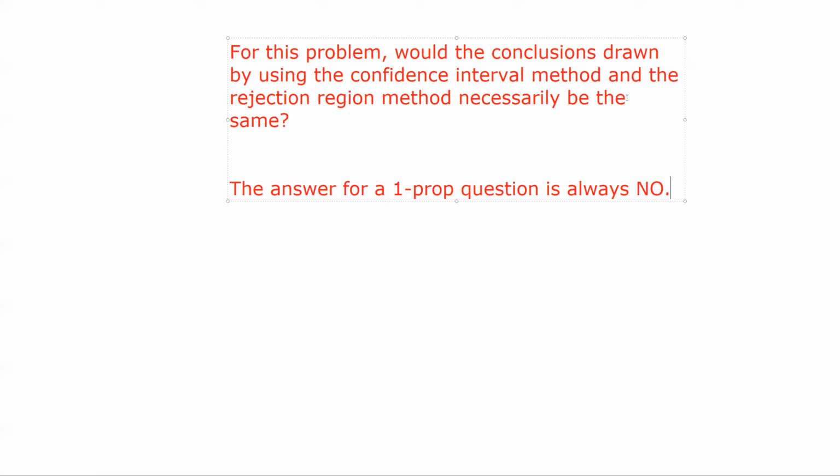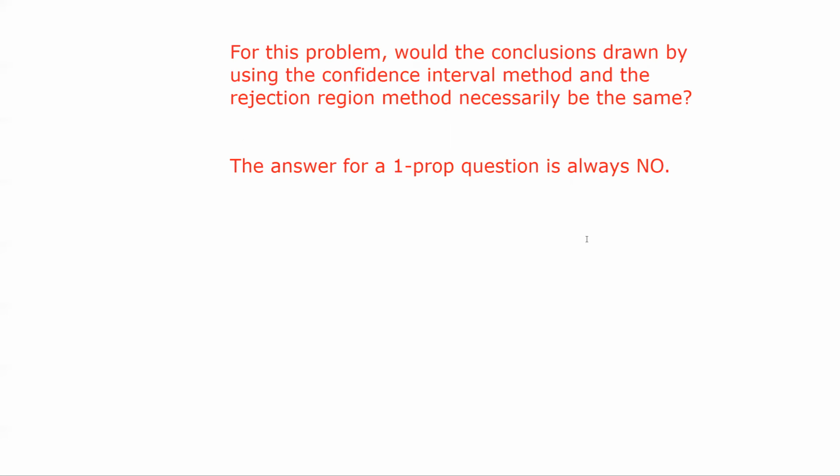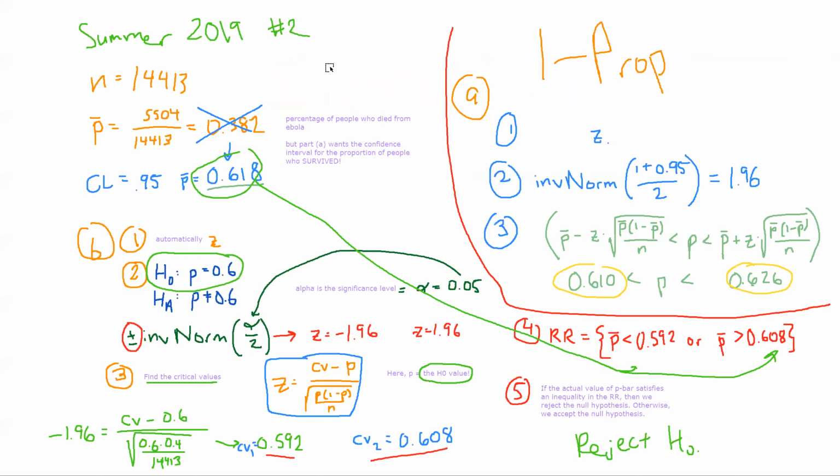Let's talk briefly about why. In specific cases, the rejection region method and the confidence interval method do the same thing. So if you reject the null hypothesis with the rejection region method, then you should end up rejecting the null hypothesis with the confidence interval method. They should lead you to the same conclusion. That's not necessarily true for the one proportion version. The reason is as follows.